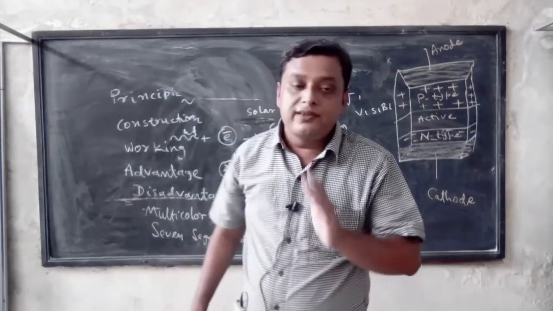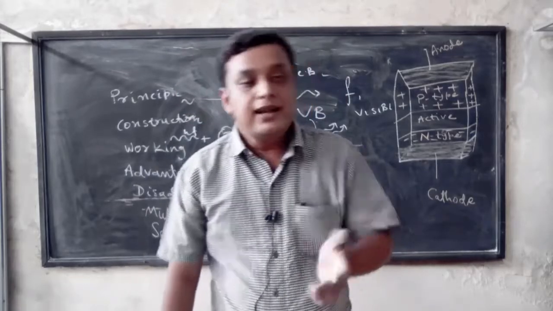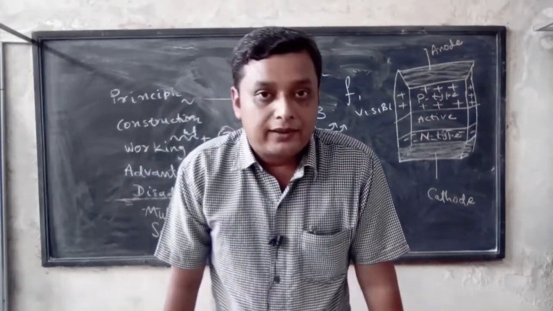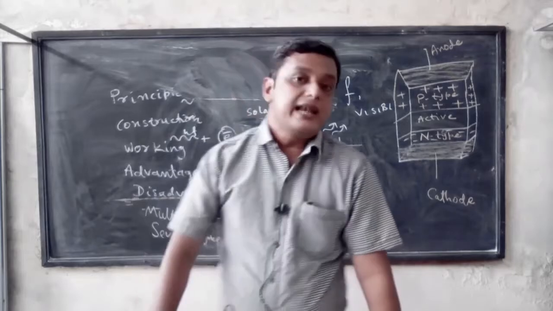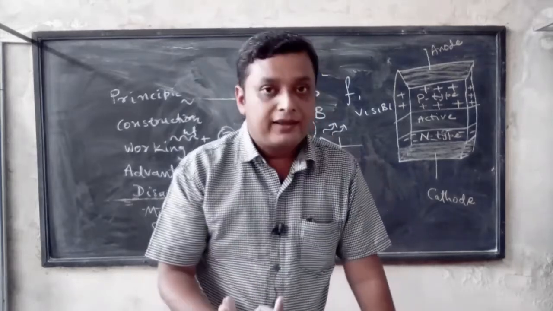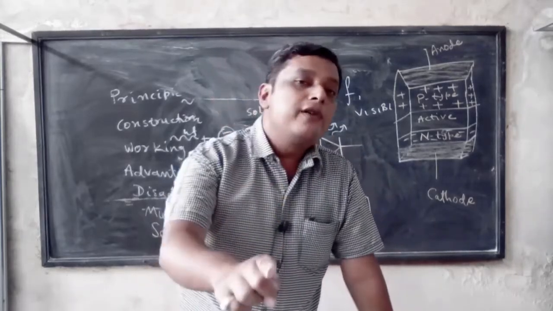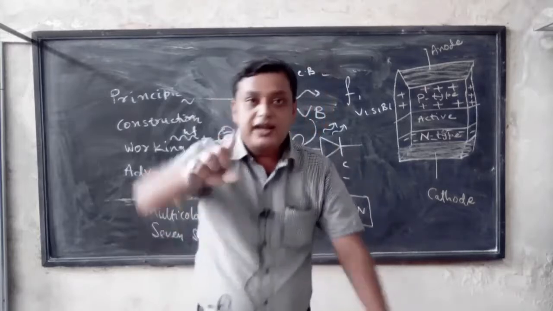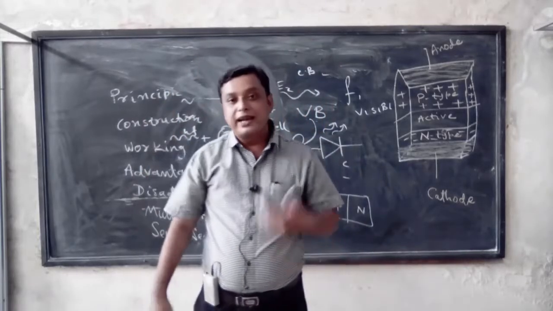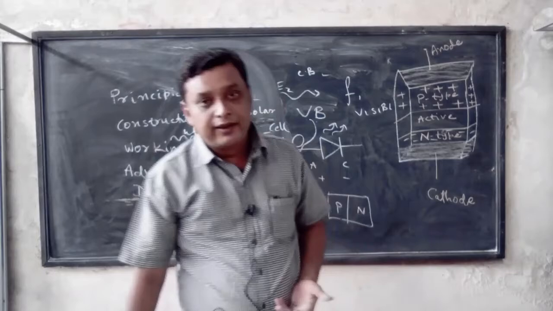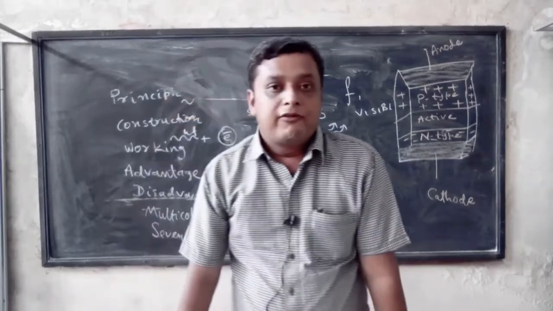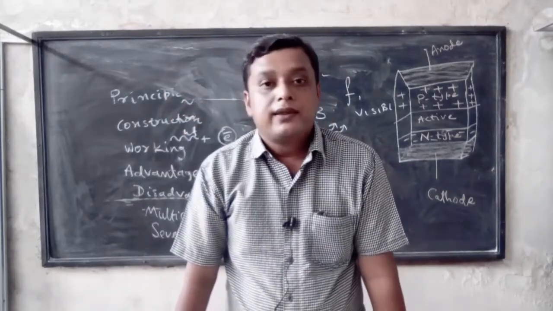LED is always used under the forward bias. So if I am connecting the LED under the forward bias condition, then and only then is the LED able to generate, to produce the light. If I am connecting the LED under reverse bias, we will never find light energy from the light emitting diode.